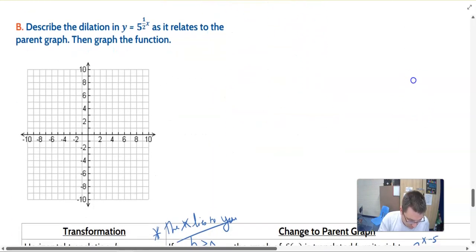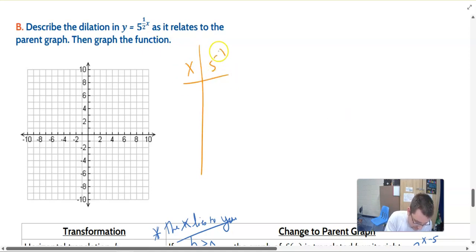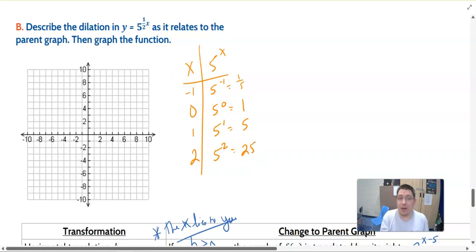And so in this one, we see that the fraction is up in the exponent. And so our parent function is 5 to the x in this case. And so -1, 0, 1, and 2. And so getting these values, 5 to the negative first is 1/5. 5 to the 0 is 1. 5 to the first is 5. And 5 squared is 25.